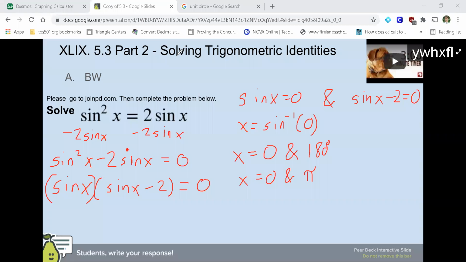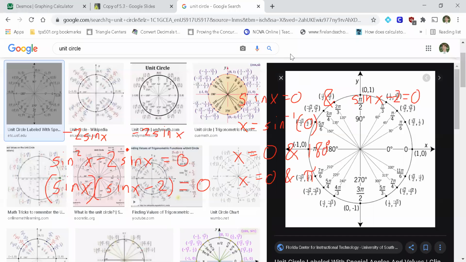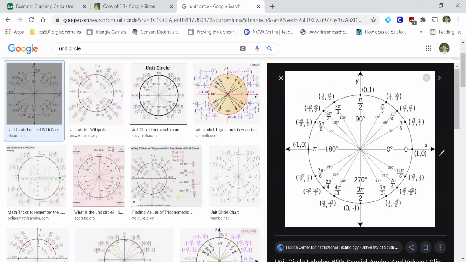Remember, sine of any angle on the unit circle tells you the y value, and the y value is 0 at 0 and at pi.